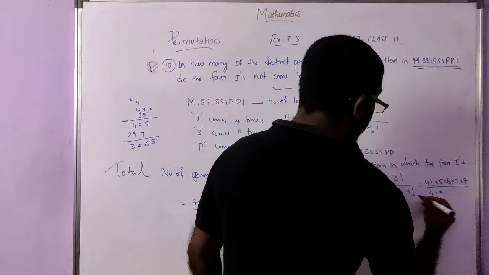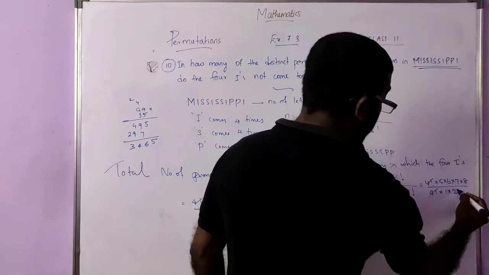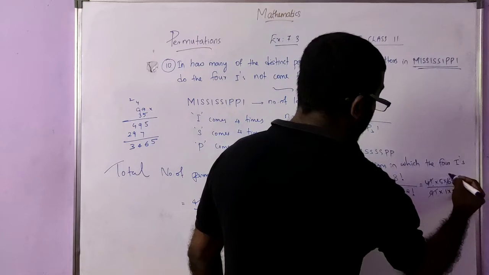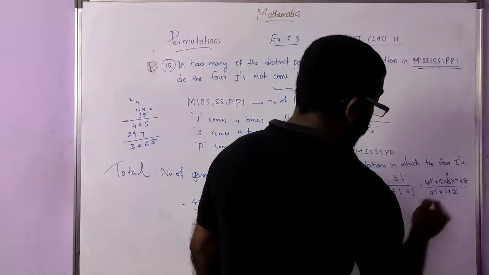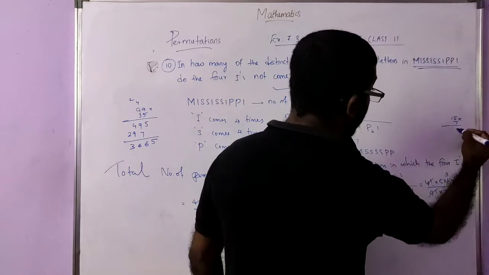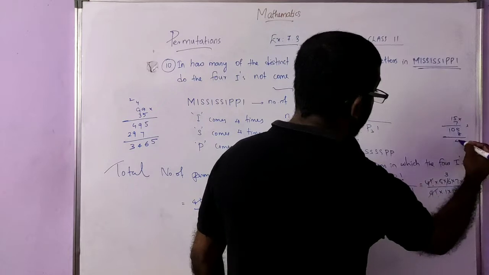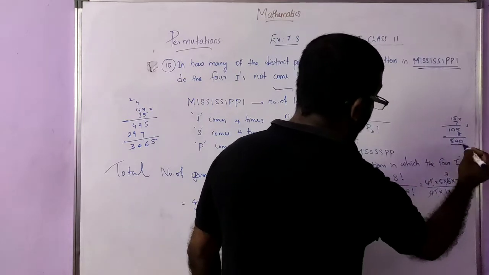4 factorial into 2 factorial, 1 into 2. 4 factorial we can cancel. This 2 and 6 we can cancel to 3. So 5 3s are 15. 15 into 7 is 105. 105 into 8, so 840 is our answer.